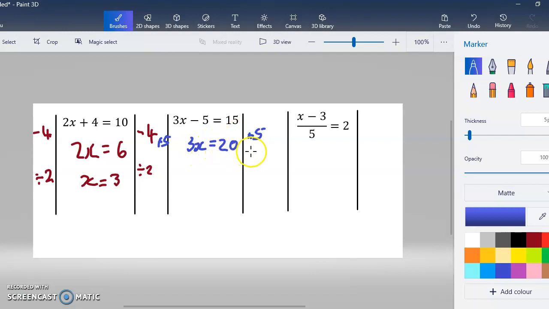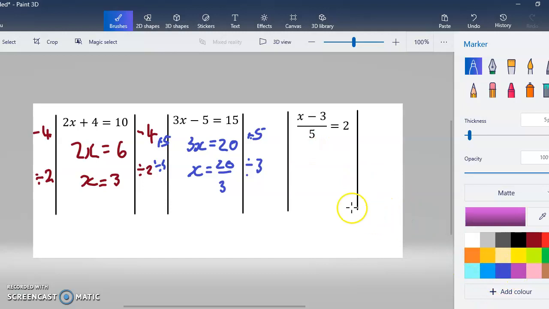Now remember, your answer does not have to be a whole number. So if we divide by 3 here to get rid of the times by 3, we're going to have x equals 20 over 3. Now, the NCEA exam is going to be non-calculator, so they don't expect you to be able to do 20 divided by 3 in your head. If you can, and you can say that's 6.6 recurring, that's brilliant, but you're more than welcome to just leave your answer as 20 over 3.